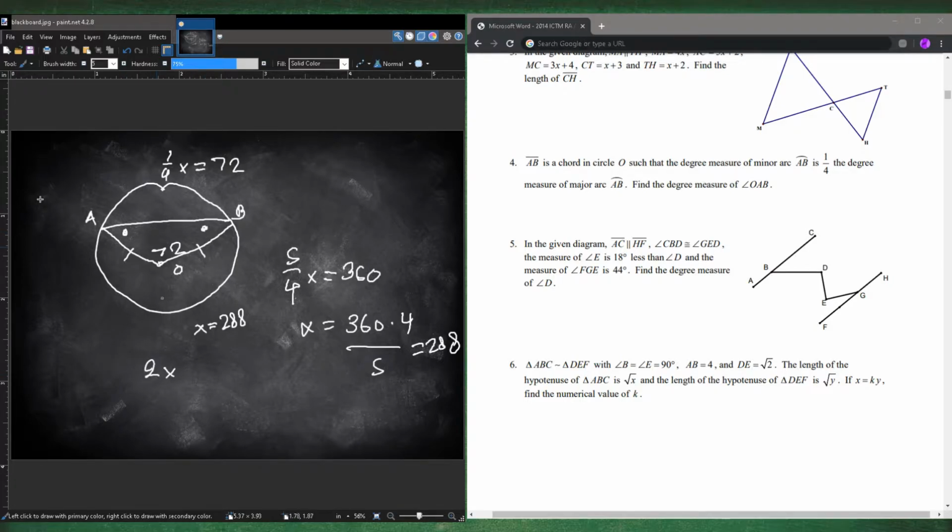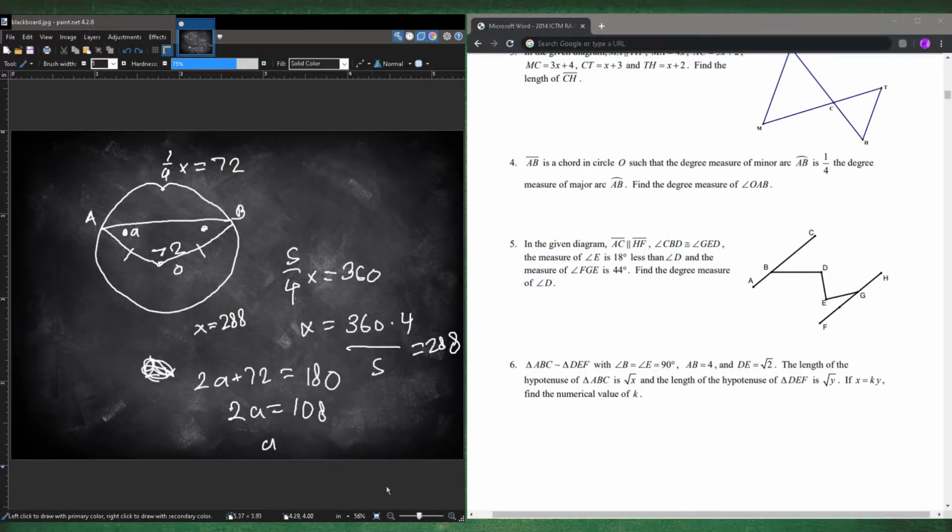Actually, let's call that angle A. That means 2A plus 72 is equal to 180, because that's a triangle. So 2A is equal to 108. That means A is equal to 54. And that's your answer for number 4.